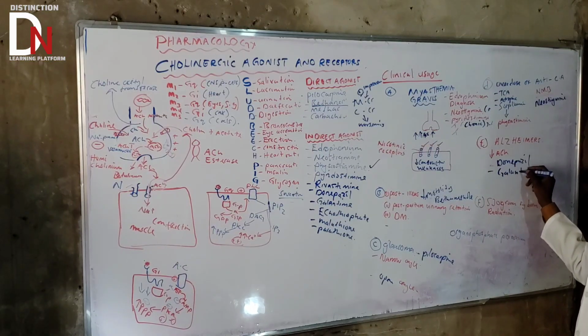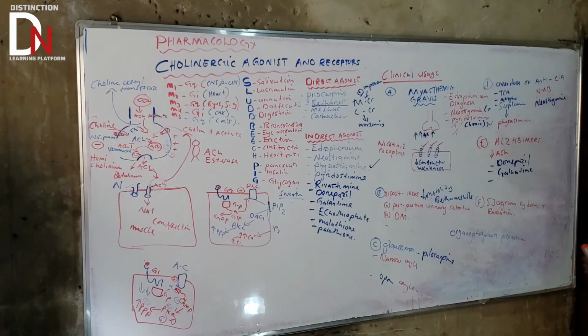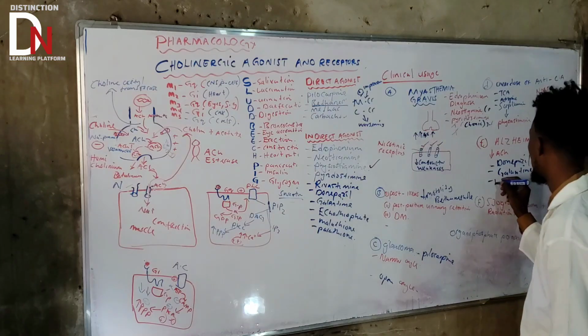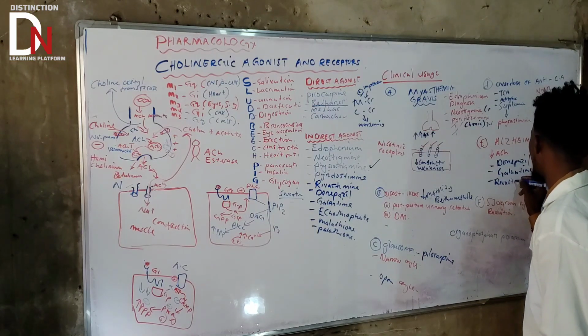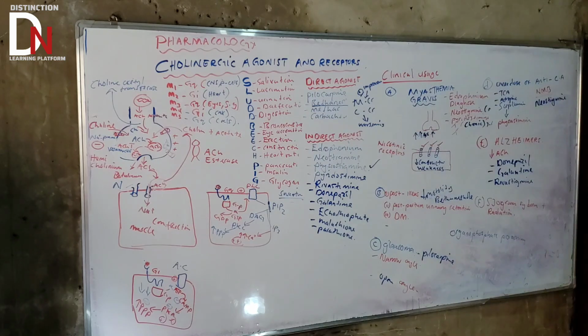Galantamine, and the last one is rivastigmine. These are utilized in Alzheimer's. Very important drugs to take note of.